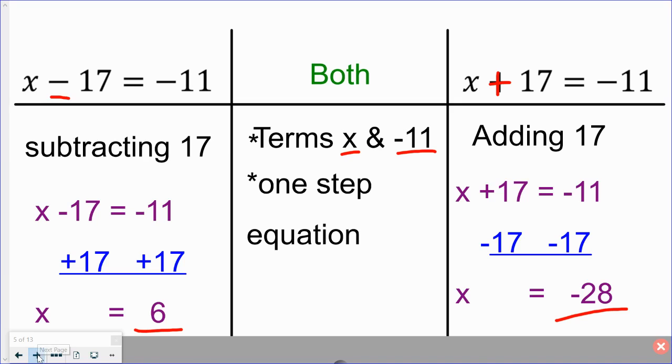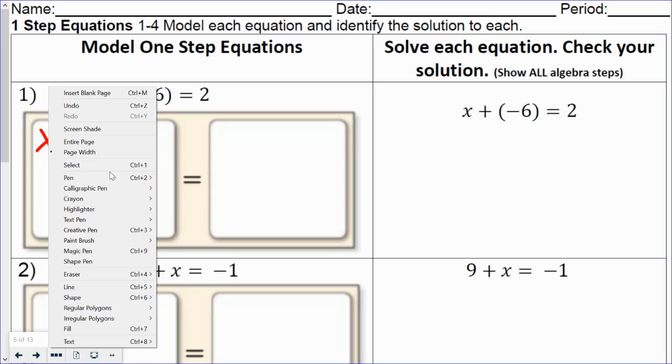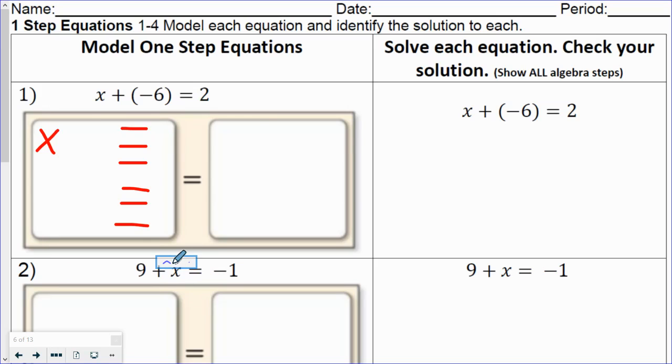All right, now let's start the homework. Okay, so for the first 4 problems, we need to do like we did in our homework. We're going to model and we're going to then algebraically solve it. Okay, so let's start with 1. I have an x. I'm going to put my 6 negatives. Since I have a positive 2, I'm going to switch to a blue for a positive.